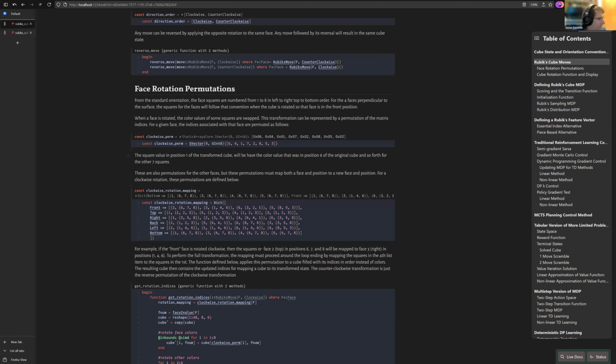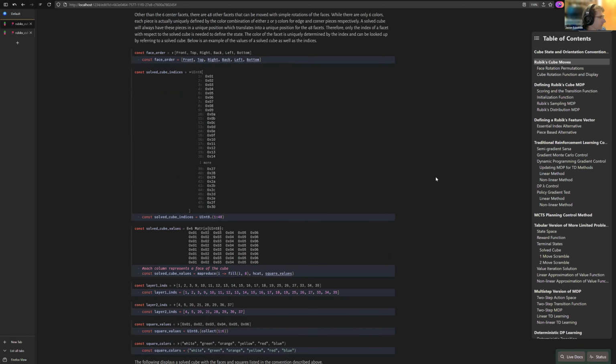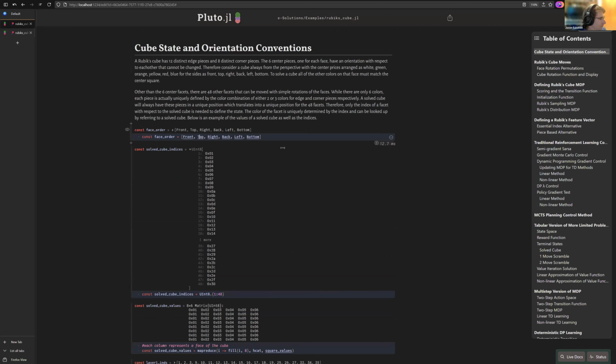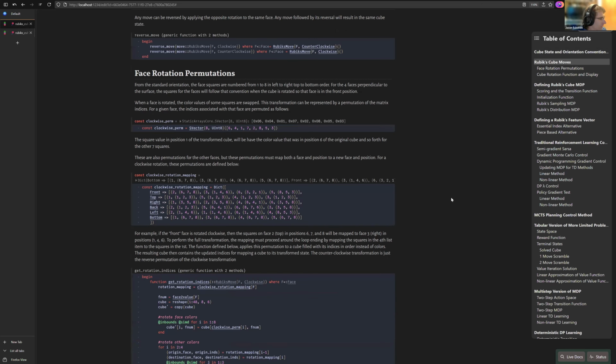So if the front face is rotated clockwise, then the squares on the top face, which is 2, right? Because this is the face ordering. Top is 2. The squares on the top face in position 6, 7, and 8 will be mapped to face 3, which is the right face, in positions 1, 4, and 6. So this is just written in this order.